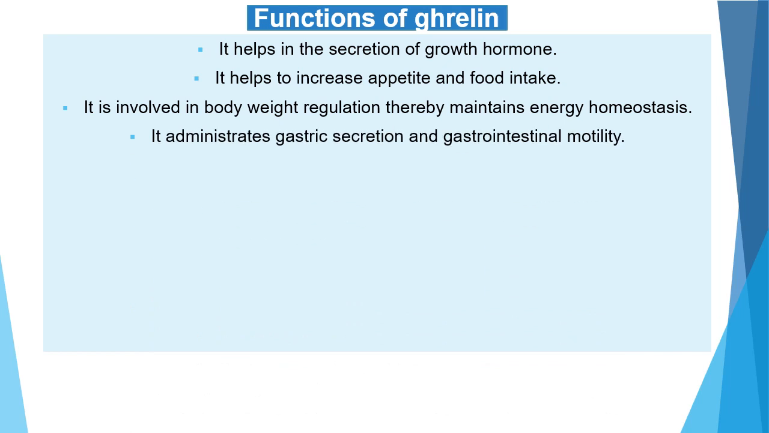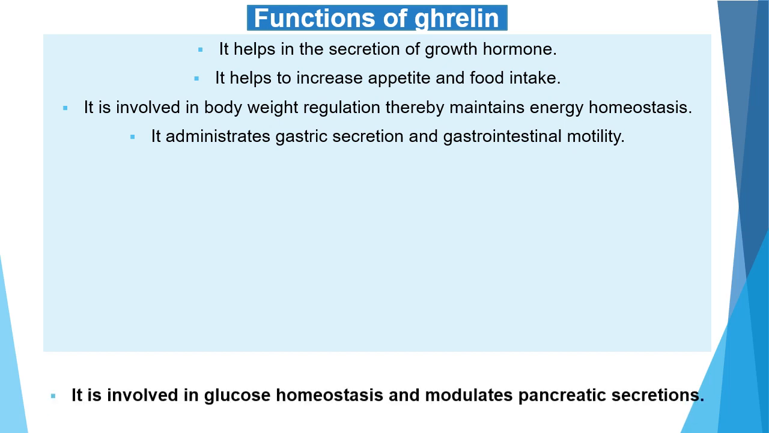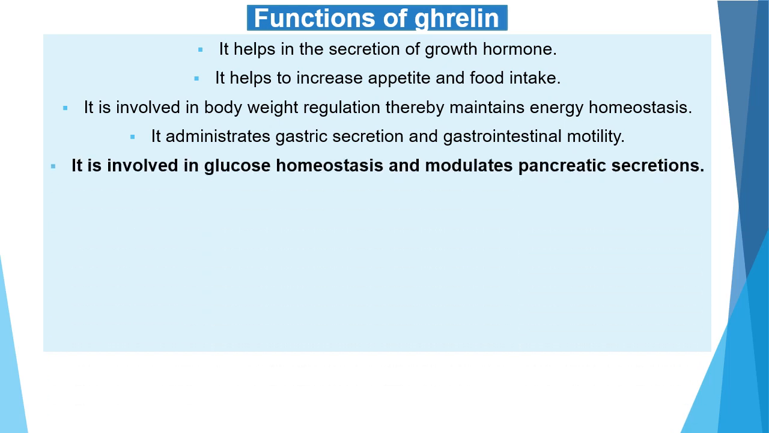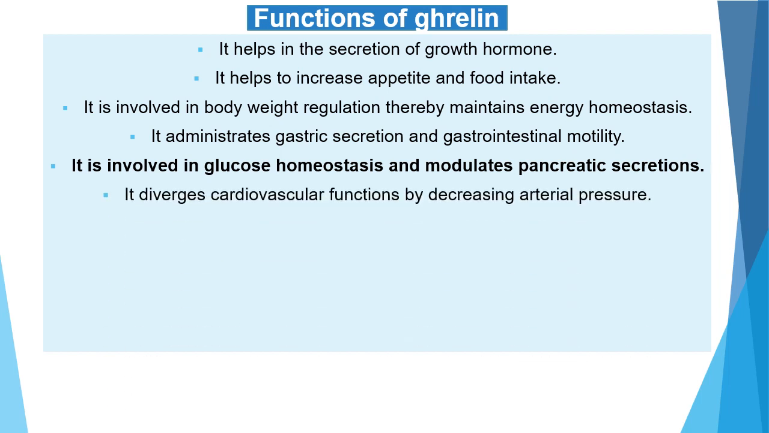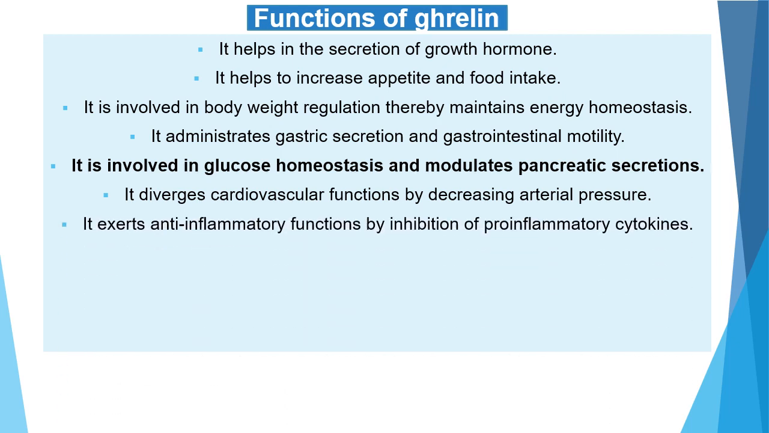Ghrelin regulates gastric secretion and gastrointestinal motility. It plays an important role in glucose homeostasis and modulates pancreatic secretions. Ghrelin influences cardiovascular functions by decreasing arterial pressure without changing the heart rate. It also exerts anti-inflammatory functions by inhibition of pro-inflammatory cytokines.